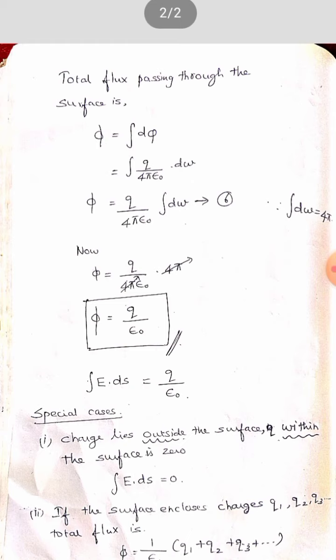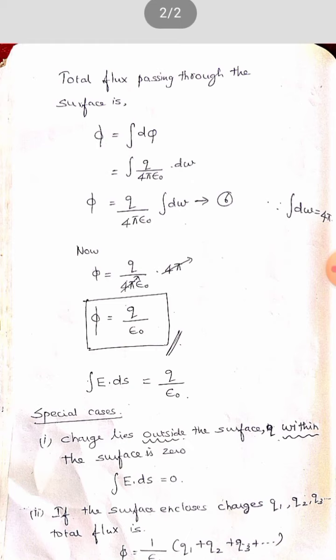The integration of d omega is nothing but 4 pi. I have substituted that in equation 6. So phi is equal to q by 4 pi epsilon naught into 4 pi. The 4 pi and 4 pi get cancelled, so the remaining term is q by epsilon naught. That is the total flux enclosed within the surface. So phi is equal to q by epsilon naught. This flux can also be written as integral of E dot ds. So integral of E dot ds is equal to q by epsilon naught. This is the famous Gauss law.